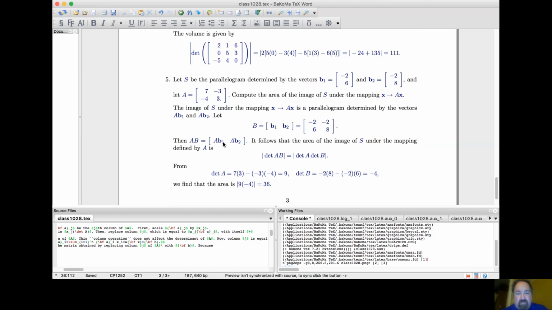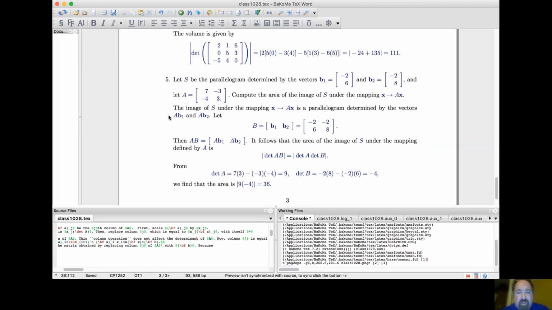But since these are the columns of a matrix product AB, if I want a determinant of this, remember the determinant of a product is a product of the determinants. So go ahead and take the determinant of a matrix that comes from these vectors, and that's the area of your original parallelogram, then multiply that by the determinant of your transformation matrix A, and that will give you the correct area. So the area of your original parallelogram turns out to be 4, and the determinant of a transformation matrix is 9, so the area of the transformed parallelogram is 36.